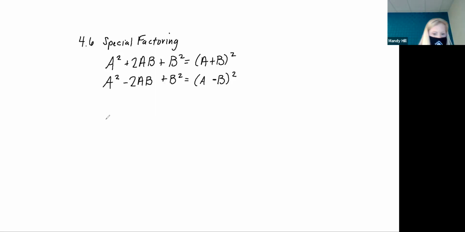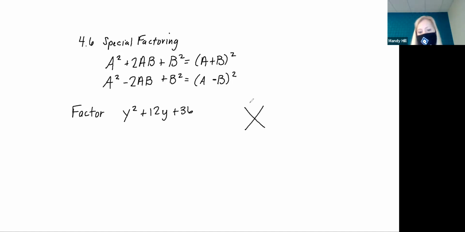Our first problem says to factor y squared plus 12y plus 36. Now, really quick, remember we were doing this thing where we would try to think of what multiplies to 36 and adds to 12. That's the way we were doing it, and there's nothing wrong. You can continue working it that way.